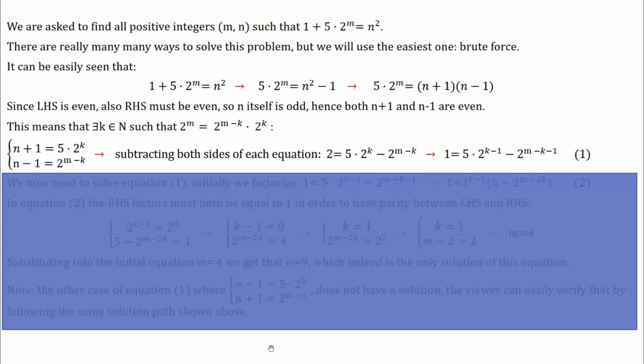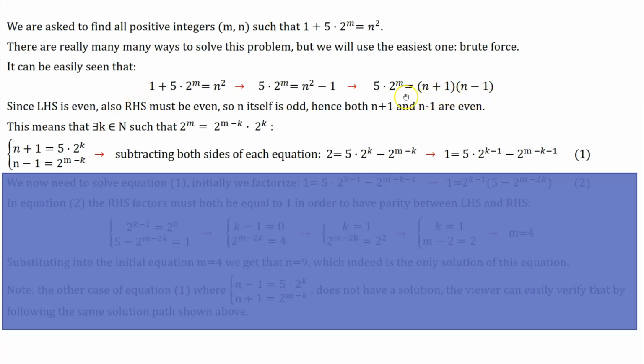We rewrite the request: we're asked to find all positive integers m and n such that they fulfill the conditions of this equation. As I said, there are really many ways to solve this problem, but I will use the easiest and most intuitive one, brute force. It can be easily seen that if we take the 1 from the left hand side to the right hand side, we get that 5 times 2 to the power m is equal to n squared minus 1, or 5 times 2 to the power m is equal to (n plus 1) times (n minus 1).